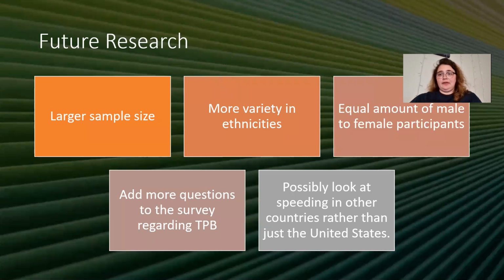Future research should have a larger sample size, as we could generalize results a bit better. We need more variety in ethnicities. We need an equal amount of male to female participants. We could add more survey questions regarding the theory of planned behavior, and we could possibly look at speeding in other countries rather than just the United States, which is what our study focused on.